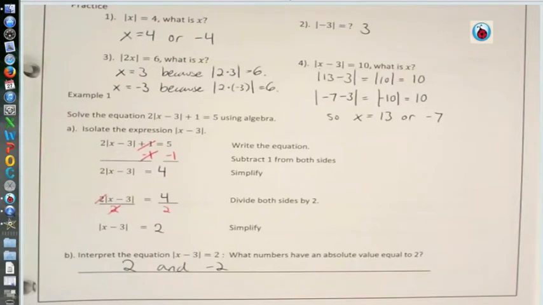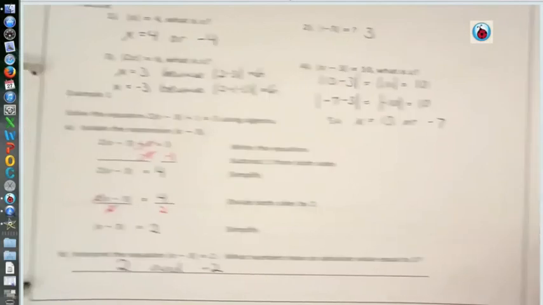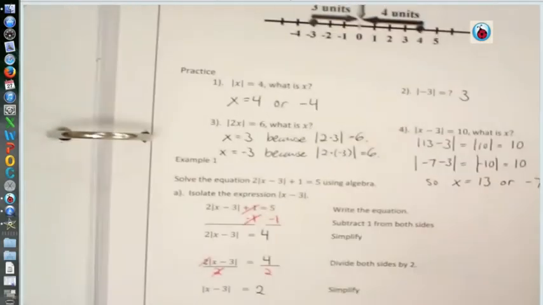So I have to consider that x minus 3 could be equivalent to 2. x minus 3 could also be equivalent to negative 2. Both are possible. Both would lead me to a solution. So that's what I'm going to do on the next page. If we flip over to page 100, we're going to continue this problem.